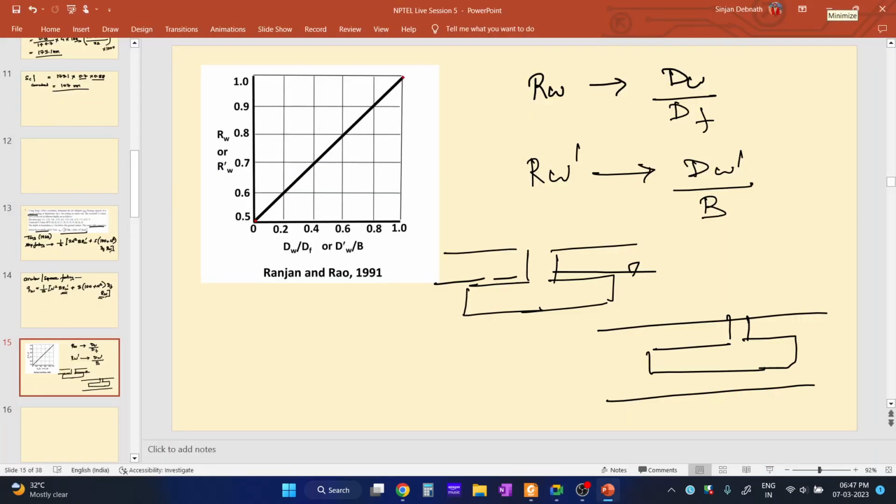So in the second case, suppose the water table is somewhere around here, below the base of the footing. So what is dw? Dw is the depth of the water table above the base of the footing. And what is dw dash? Dw dash is the depth of the water table from the base of the footing, that is from over here.